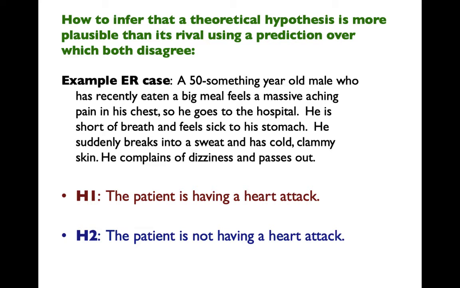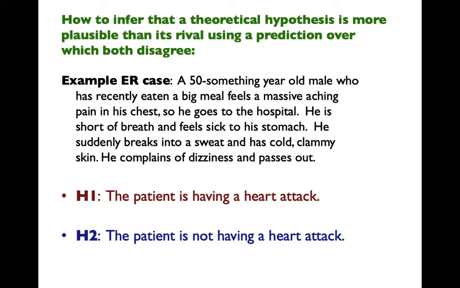Here's an example from an emergency room case. A 50-something-year-old male who has recently eaten a big meal feels a massive aching pain in his chest. So he goes to the hospital. He is short of breath and feels sick to his stomach. He suddenly breaks into a sweat and has cold, clammy skin. He complains of dizziness and passes out.